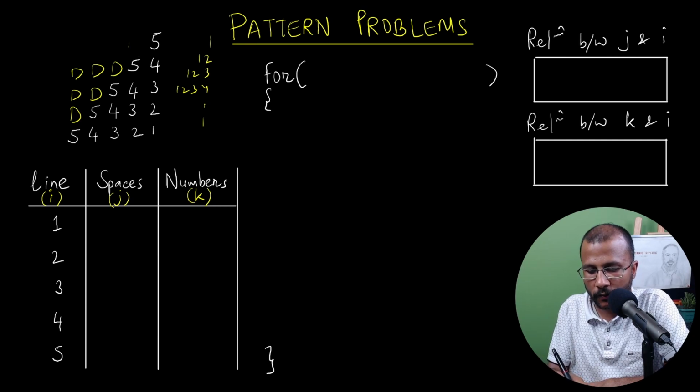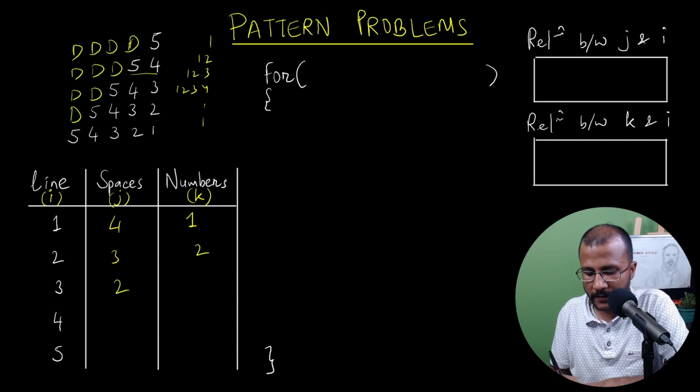In the first line there are 4 spaces and there's one number. In the second line there are 3 spaces and 2 numbers to be displayed, that is 5 and 4. In the third line 2 spaces and 3 numbers. In the fourth line there is 1 space and 4 numbers. In the last line there are 0 spaces and 5 numbers.